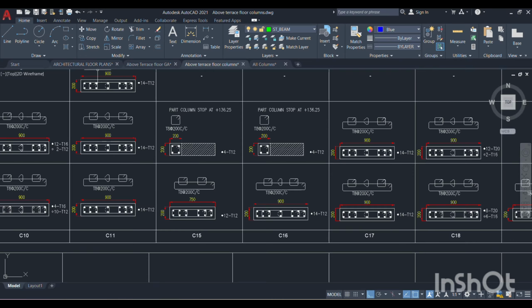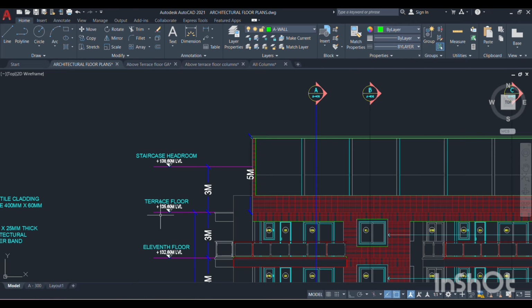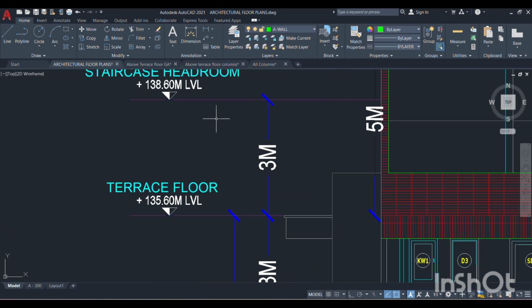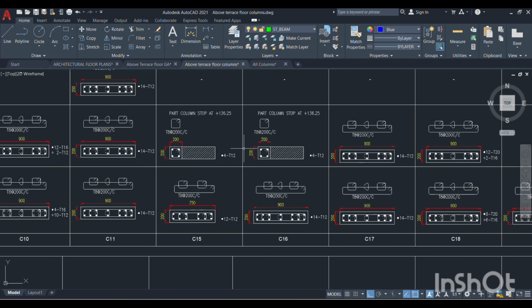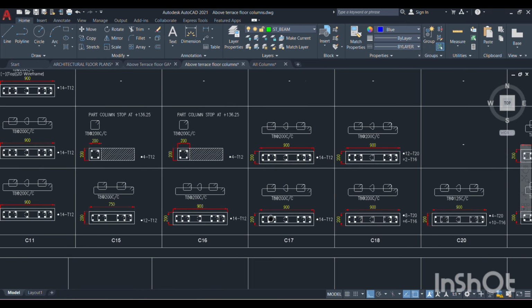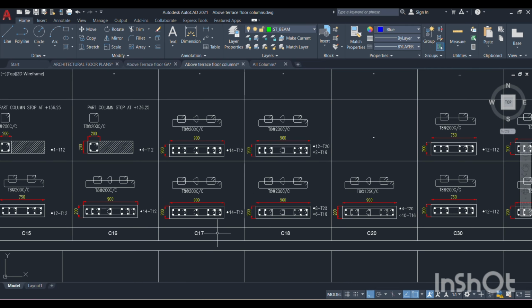Our terrace level is 135.6. So only some 550 or 600 mm only this column is going up. This can be done within our lap length itself, we can create this column. So this is also a column terminating at terrace level, and this is 17 and 18.